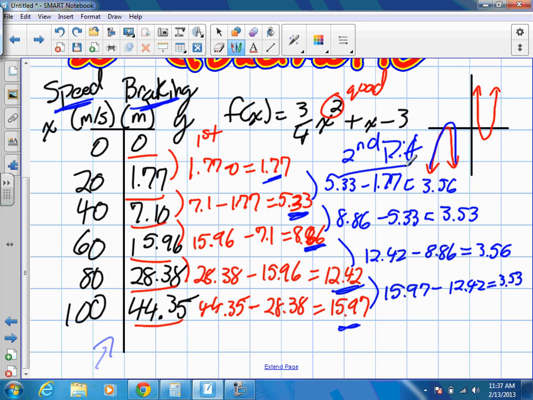If the second differences are not the same, then it's not quadratic. It wouldn't be linear or quadratic, it's neither. Because we're only going to focus on linear and quadratic relationships.